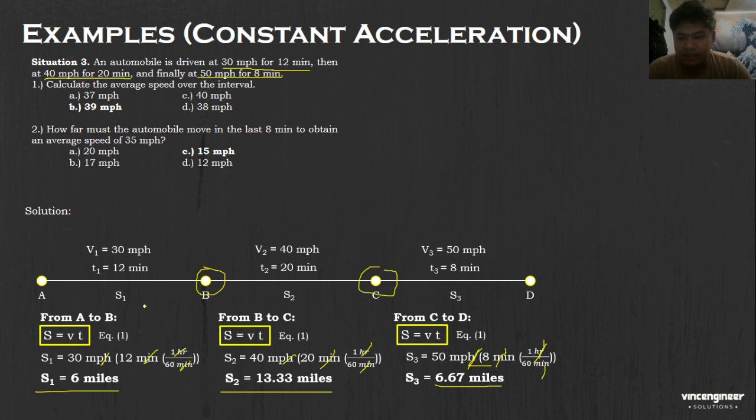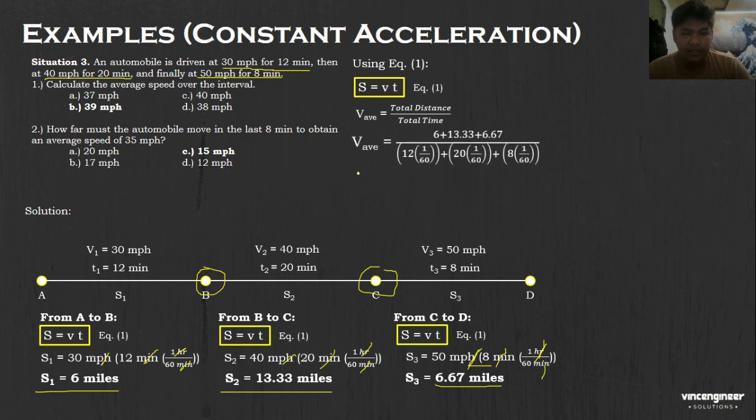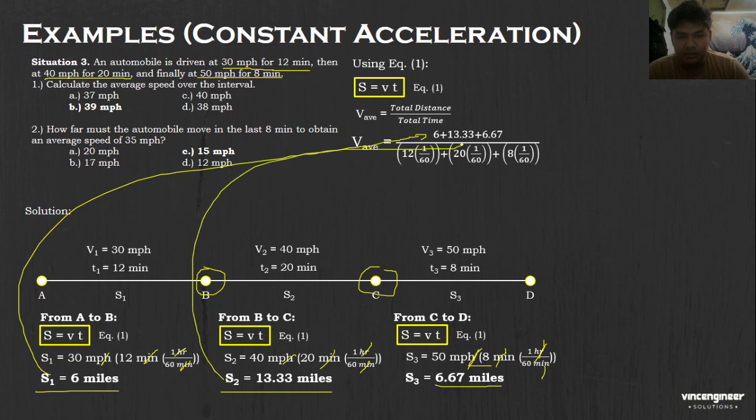So since we have the distances S1, S2, and S3, we can now get the average speed over the interval. Using again the equation S equals vt for constant speed, the average velocity is equal to the total distance over total time. So we just add and substitute 6 for S1, 13.33 for S2, and 6.67 for S3.